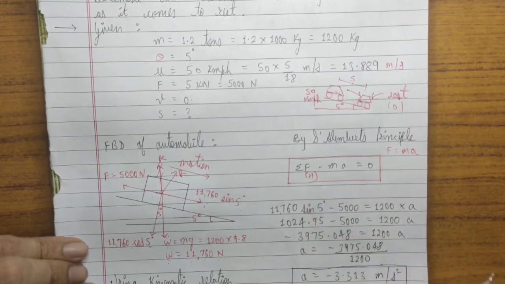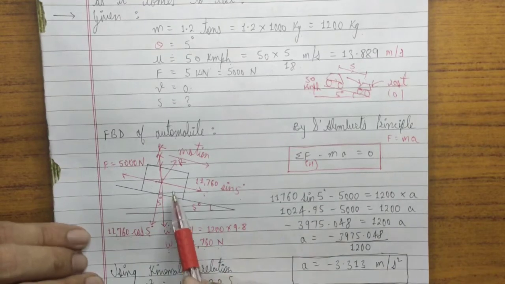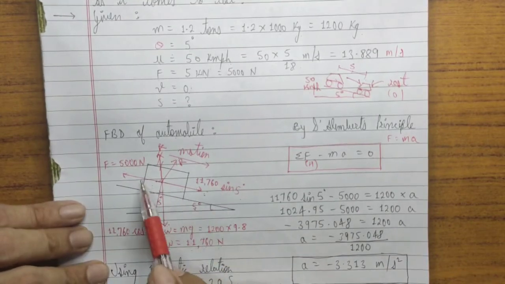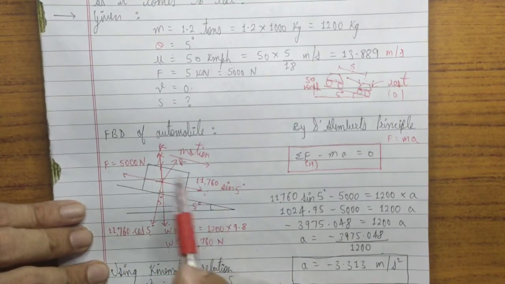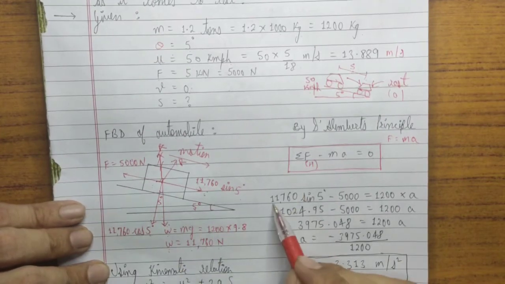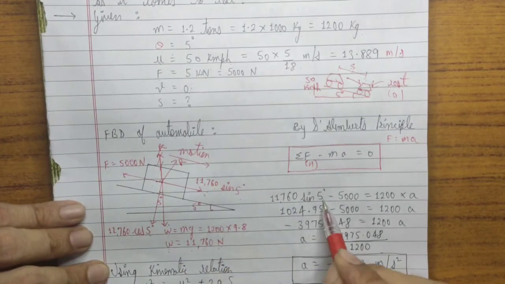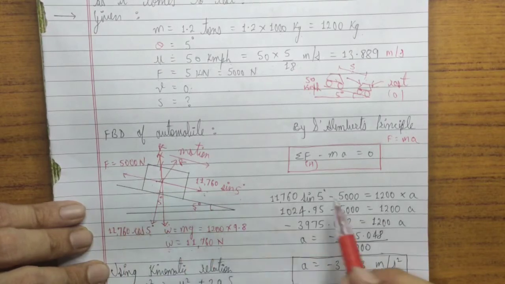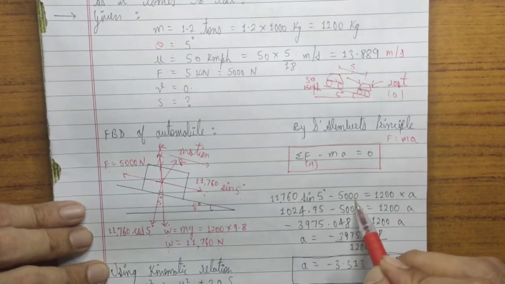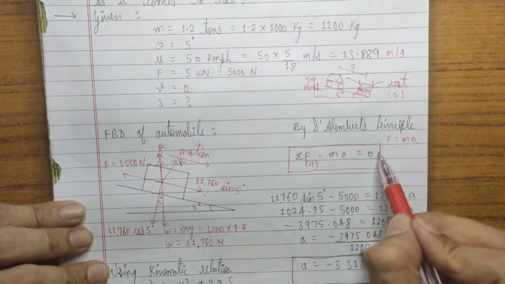Okay, now what is summation of horizontal forces? There are two horizontal forces. This is going towards right, this is going towards left. Okay, so this will be plus, this will be minus. So it will be 11,760 sin 5 degree minus 5,000. Okay, this MA I have taken towards right.